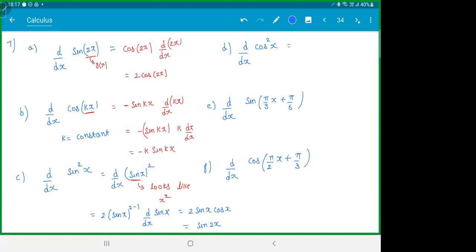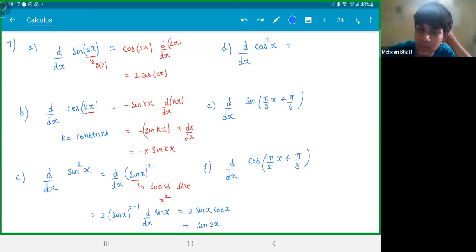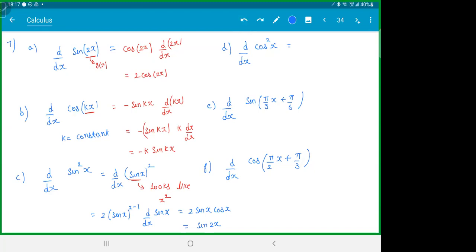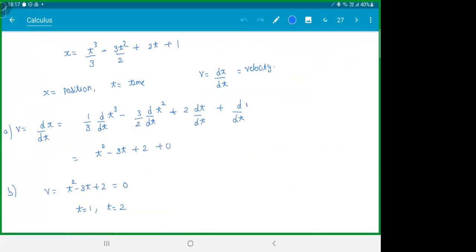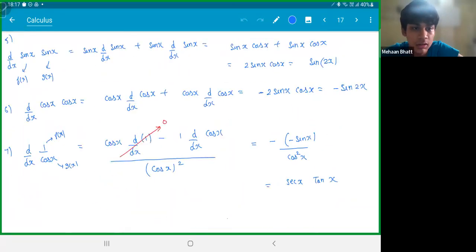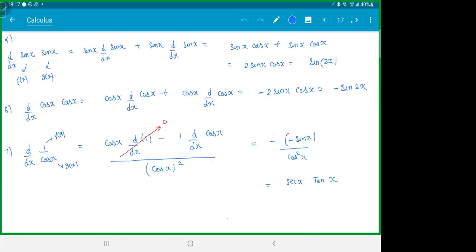How is sine 2x sine x? This is sine square x, no? That's not sine 2x. That is sine square x. That is sine x whole square. Sir, but if we put sin x into sin x and then use the product rule, will the answer be the same? Same answer, no? We did it last time, check. Yeah, it will be the same. Last time it was sine x, the same thing, sine 2x.